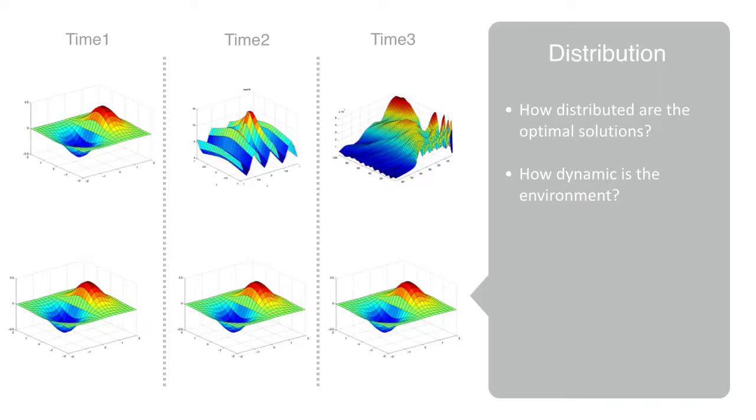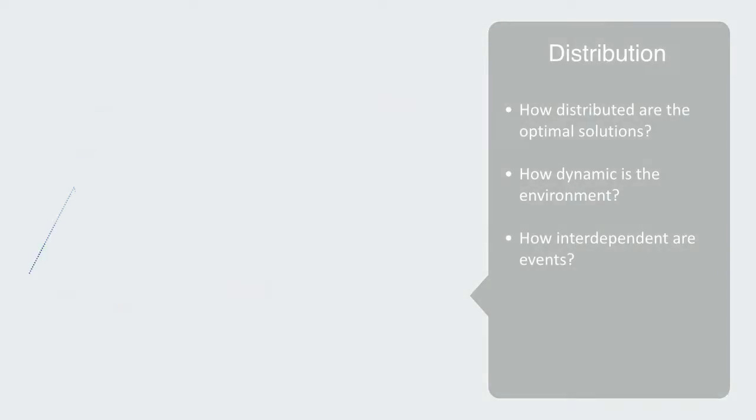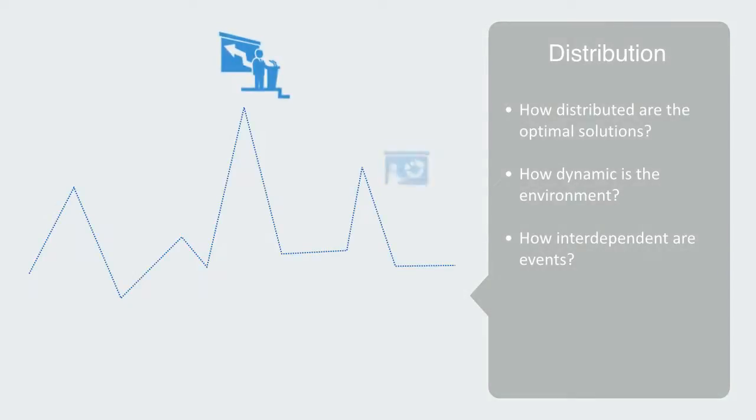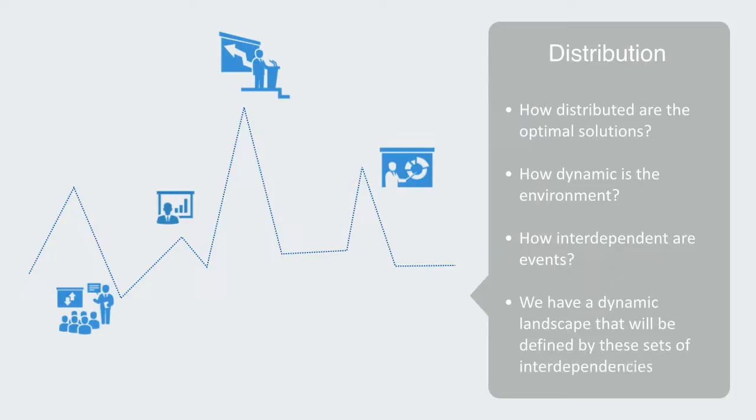Lastly, how interdependent are events? Does what one agent chooses to do affect the landscape or other agents? A fitness landscape of, say, a market is created by all the companies, consumers, and regulators within that market. Every time one of these players moves, it affects the whole landscape, and thus we have a dynamic landscape that will be defined by these sets of interdependencies.